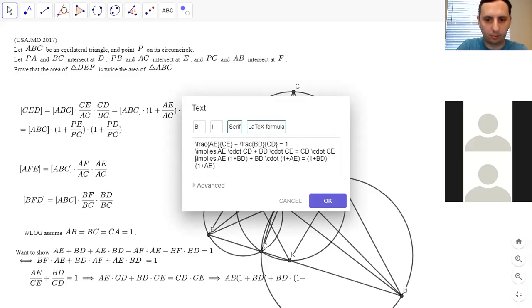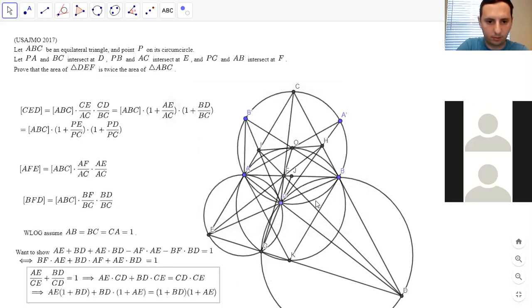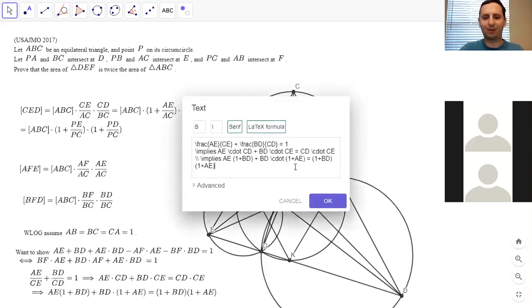So let me start a new line here. And that would mean if you expand this all out, then BD plus AE cancels. And then, so basically you have AE times BD equals 1. Interesting. Exactly. That's surprising to me.